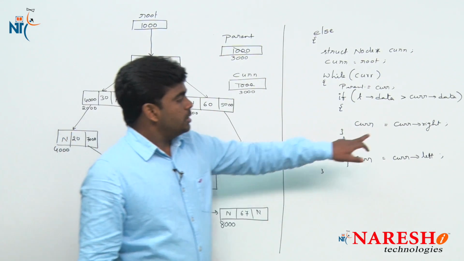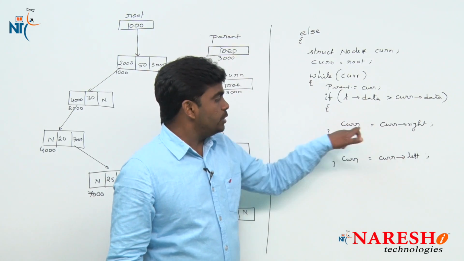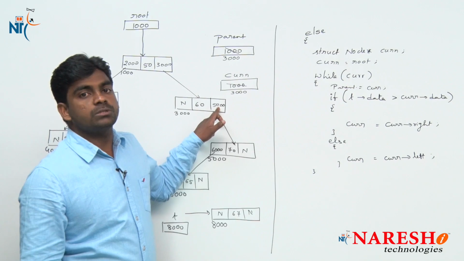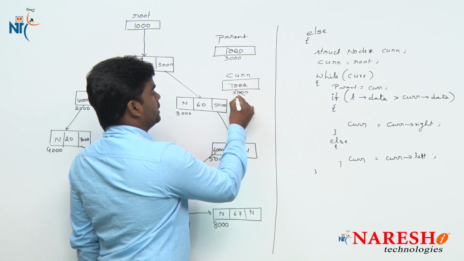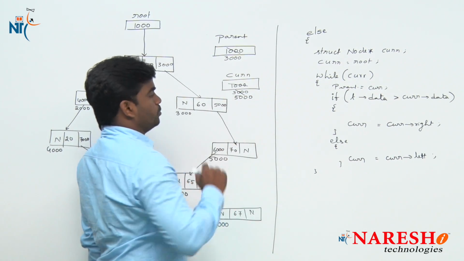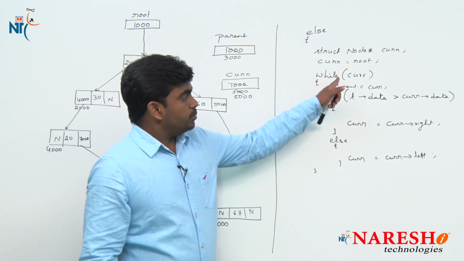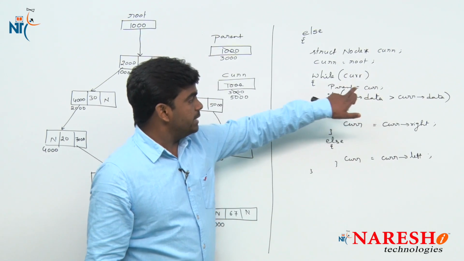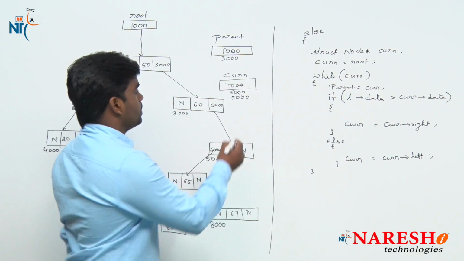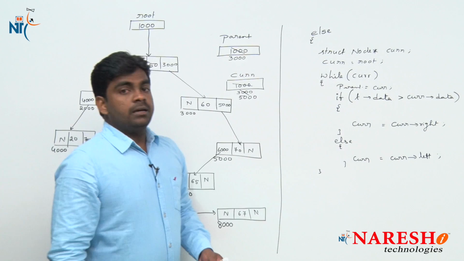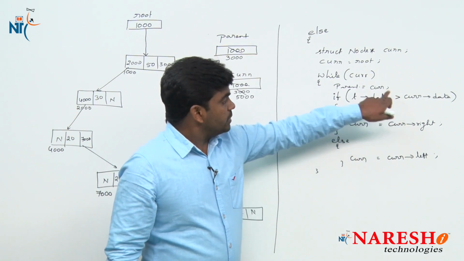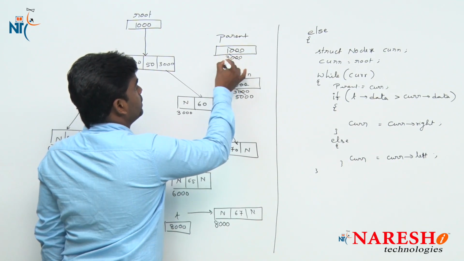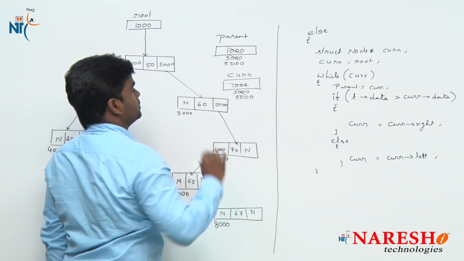60. 67 is greater than 60, right? Again condition true. So current to right value will be stored into current. What is the current to right? 3000 to right is what? It is 5000. So 5000 will be stored into current. One more step we are moving. Again while loop. While 5000 condition true, that current value will be stored into parent. Here parent value is 5000.